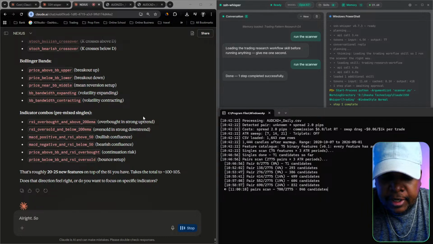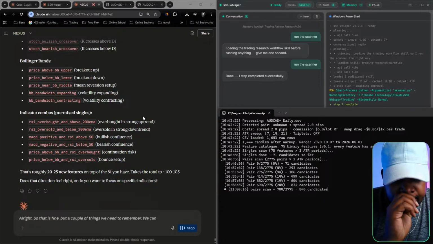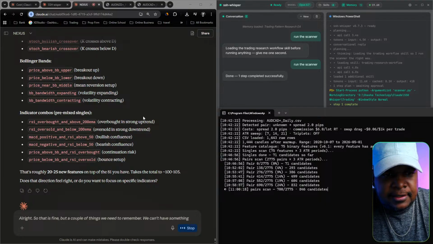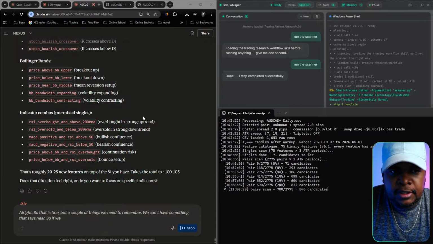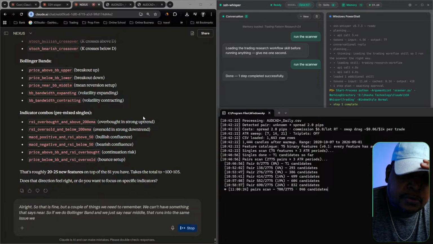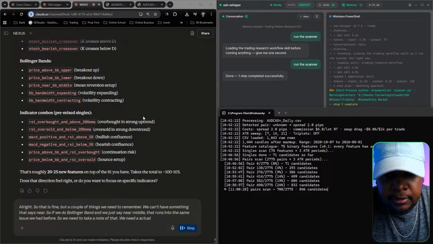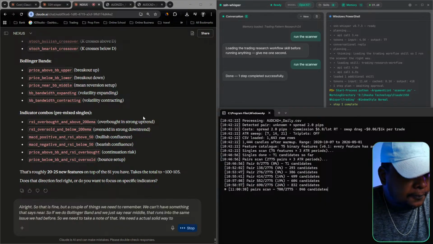All right, so that is fine, but a couple things we need to remember. We can't have something that says "near." So if we do Bollinger Band and we just say near middle, that runs into the same issue we had before. So we need to take a note of that. We need an actual solid way to measure it.